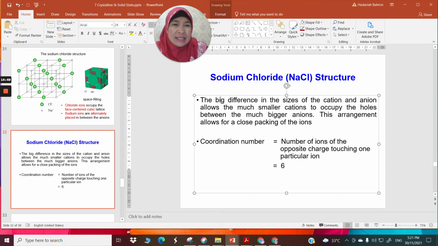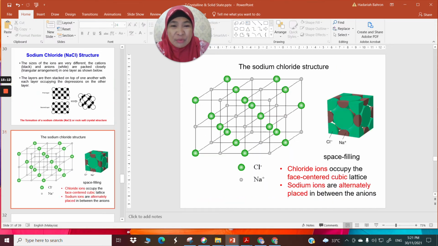The big difference in the sizes of the cation and anion allows the much smaller cation to occupy the holes between the much bigger anions. And this arrangement allows for a close packing of ions. And the coordination number, which is the number of ions of the opposite charge touching one particular ion, is equal to 6, like I counted before in here.